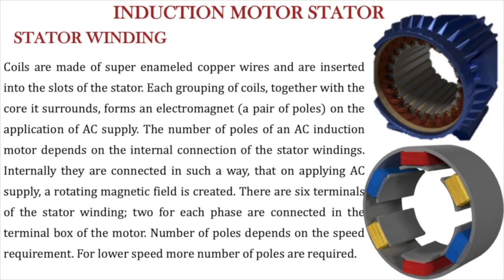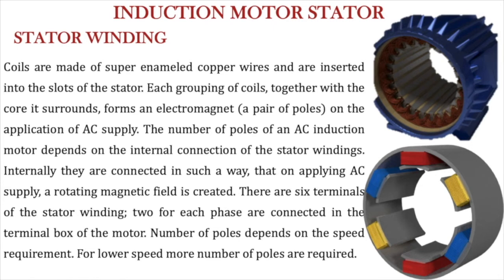The third part of the stator is the stator winding. The coils are made up of super enameled copper wires and are inserted into the slots of the stator. Each grouping of the coil, together with the core it surrounds, forms an electromagnet, that is a pair of poles, on the application of AC supply. The number of poles of an AC induction motor depends on the internal connection of the stator windings, that is, the series parallel combination of the windings or individual coils can give the multiple pole connection on a stator winding.